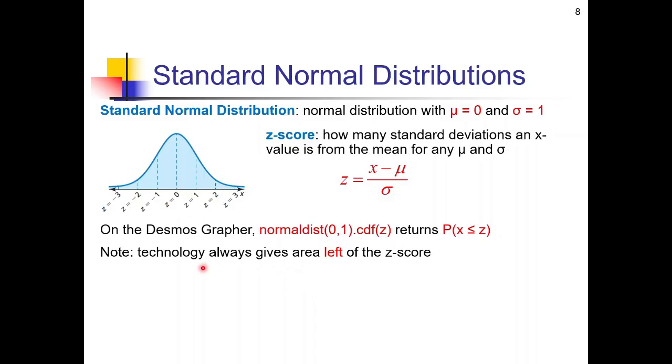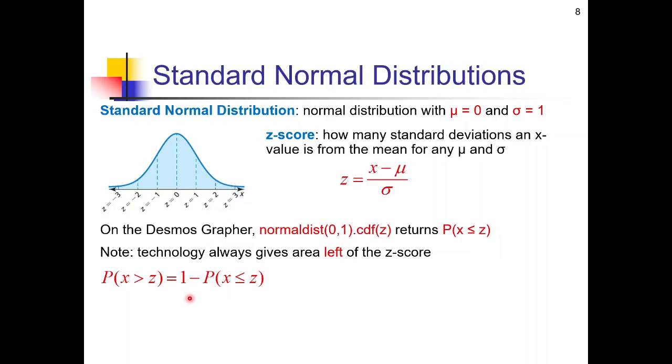However, the good news is if you want something to the right of a z-score, since all of this probabilistic area adds up to 1, because with probability the most you can do is 100%, so all the chances add up to 100%, you can just do 1 minus your original z-score probability. 1 minus the probability of x less than or equal to z. And that gives you this greater than area.